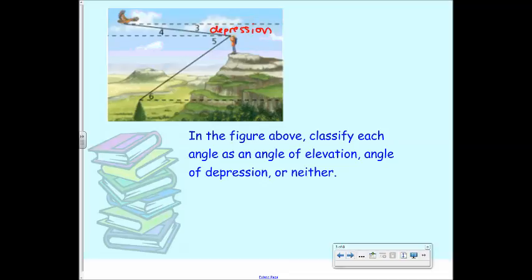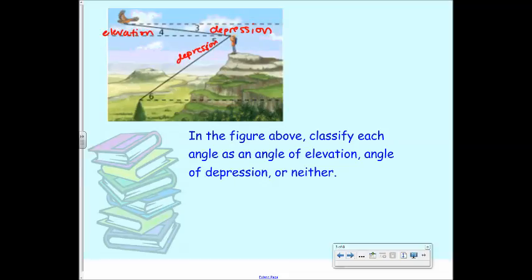All right, what about angle 5? Depression. Angle 5 is also an angle of depression because it's formed by the man looking which way? Down. Angle 4 would be what? Elevation, because it's formed by the man looking which way? Up. So this is an angle of elevation, and then this is an angle of depression.